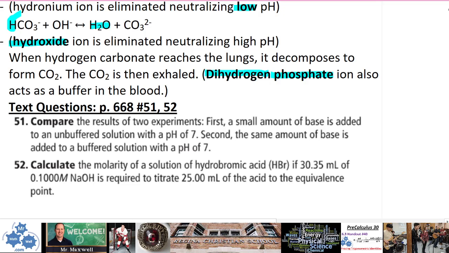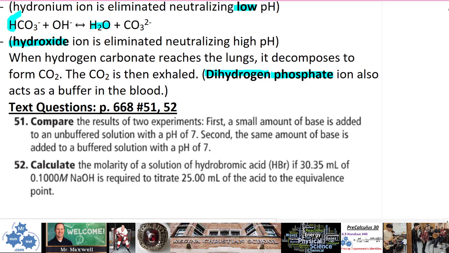Number 51 says, compare the results of two experiments. First, a small amount of base is added to an unbuffered solution with a pH of 7. Second, the same amount of base is added to a buffered solution with a pH of 7. So what's going to happen if base is added to an unbuffered solution versus a buffered solution? This is a pretty straightforward question. Tell me what's going to happen in these solutions. Will the pH change? Will there be some ions remaining in solution? Will some ions react with some kind of buffer? Just give a quick explanation of what you think should happen here.